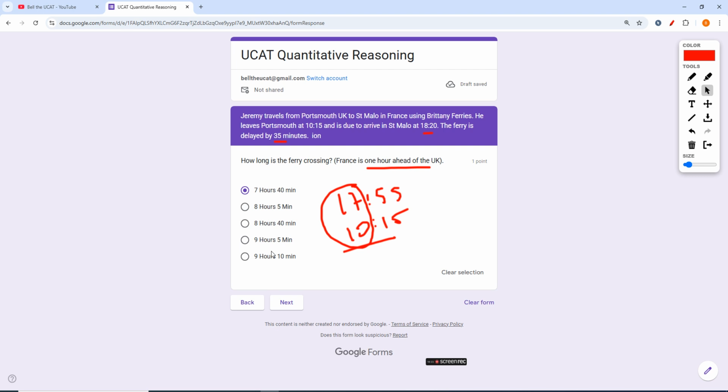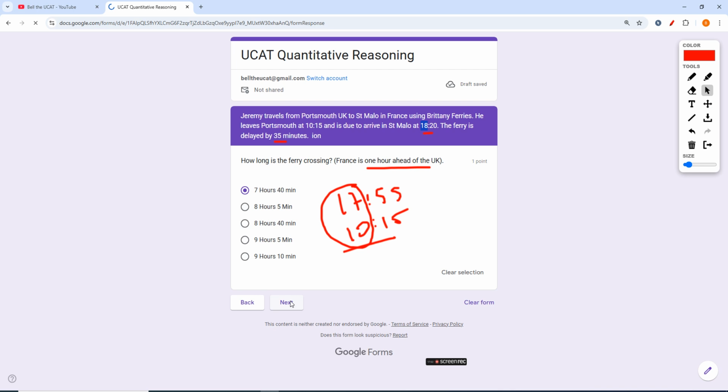So one more time, how long is the ferry crossing? All you had to do was, ferry is 35 minutes delayed. 18:20 plus 35, 18:55. I need to measure UK versus UK, but this is French time. So I did 18:55 minus 1, got 17:55. Now, hours with the hours, minutes with the minutes is how you compare. 17 take away 10, 7, bang, that's the answer. Or, in case there was one more option, which was a 7, then the minutes with the minutes. 55 take away 15, 40, bang, got it, answer.